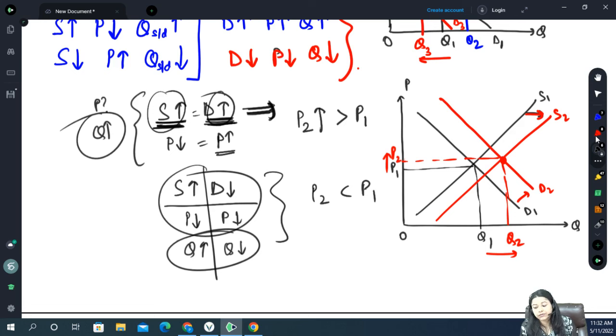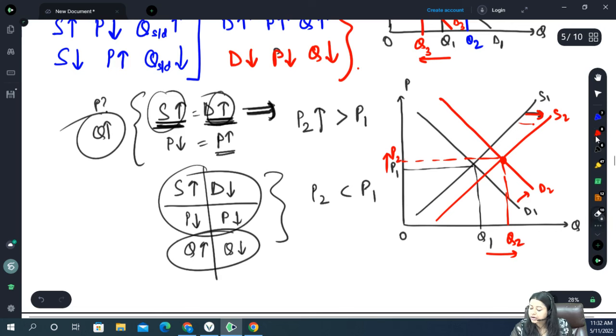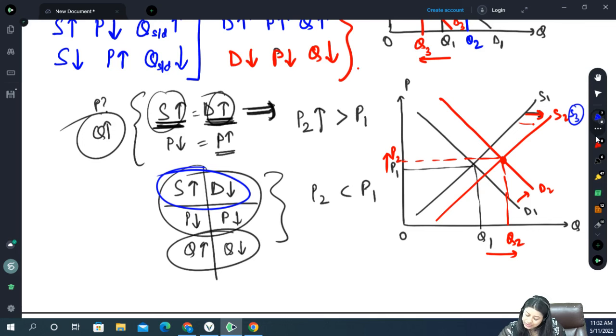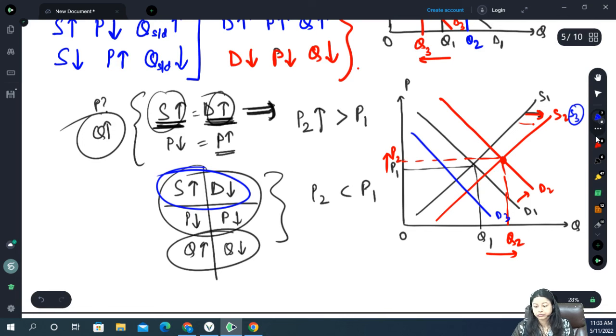Now you can understand with the graph why there is an increase in price, because we can clearly see that the shift in the demand is more than the shift in the supply. The other case was supply is increasing, so let me keep it as S2 and take this as S3, and demand is decreasing. So basically this is my new demand curve, D3. So D3 and S3. Your price has decreased and quantity has also decreased. Why is there a decrease in the quantity? Because we can again see the shift in the demand is more than the shift in the supply.